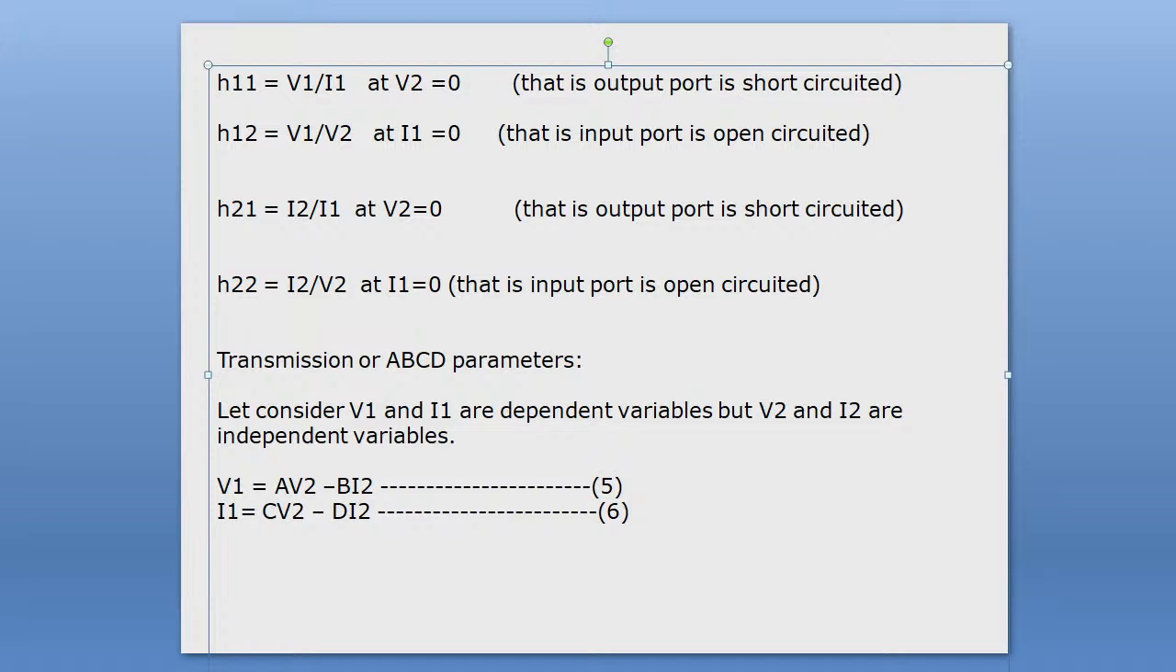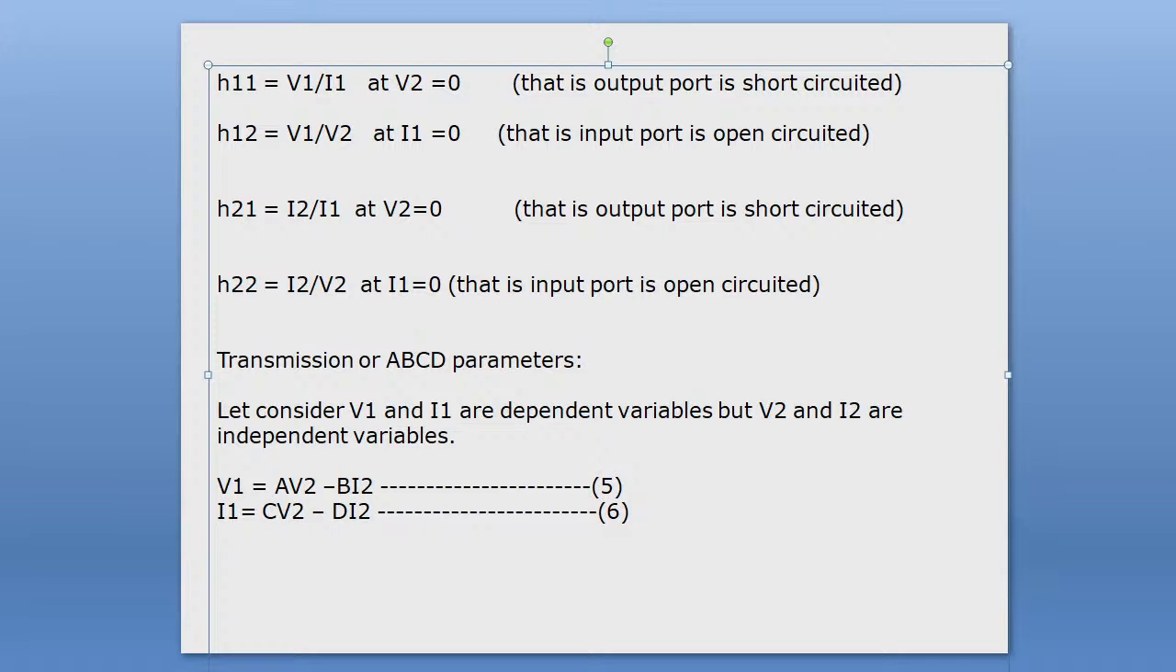Now we will try to convert one parameter to another parameter. For example, suppose you know the values of the Z parameter. Now I ask you to calculate the value of the H parameter of a two-port network. If you know the values of the Z parameter, how do you calculate the H parameter? You can consider input port voltage, output port voltage, and currents, and by knowing their values, you can calculate H11, H12, H21, H22. This is the direct approach.